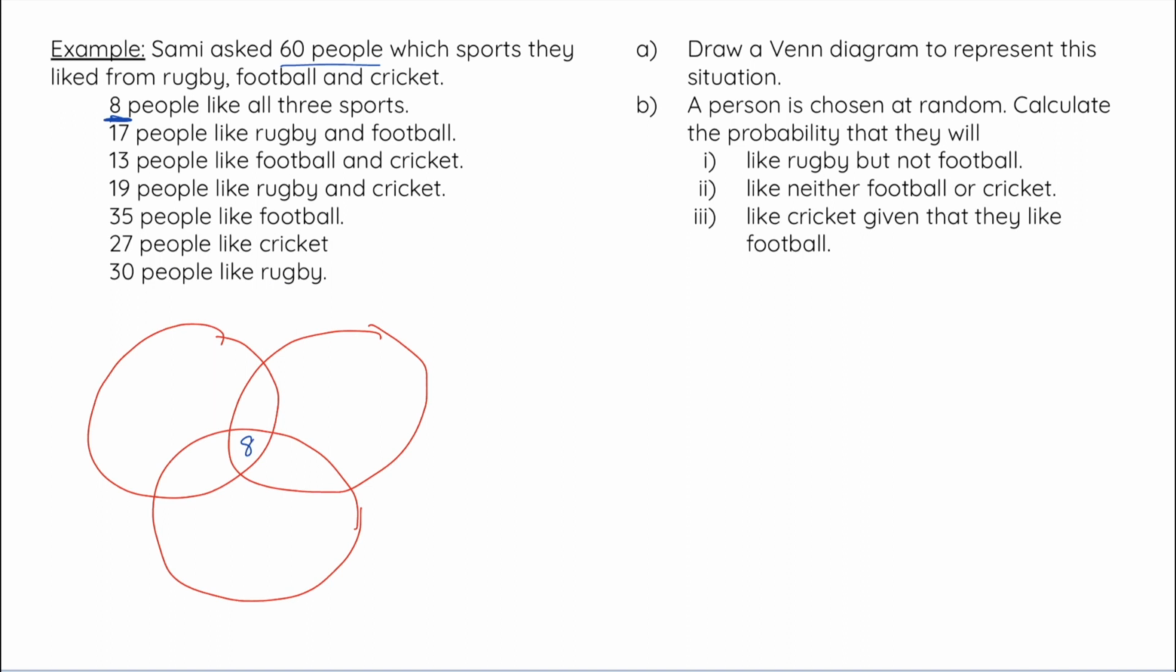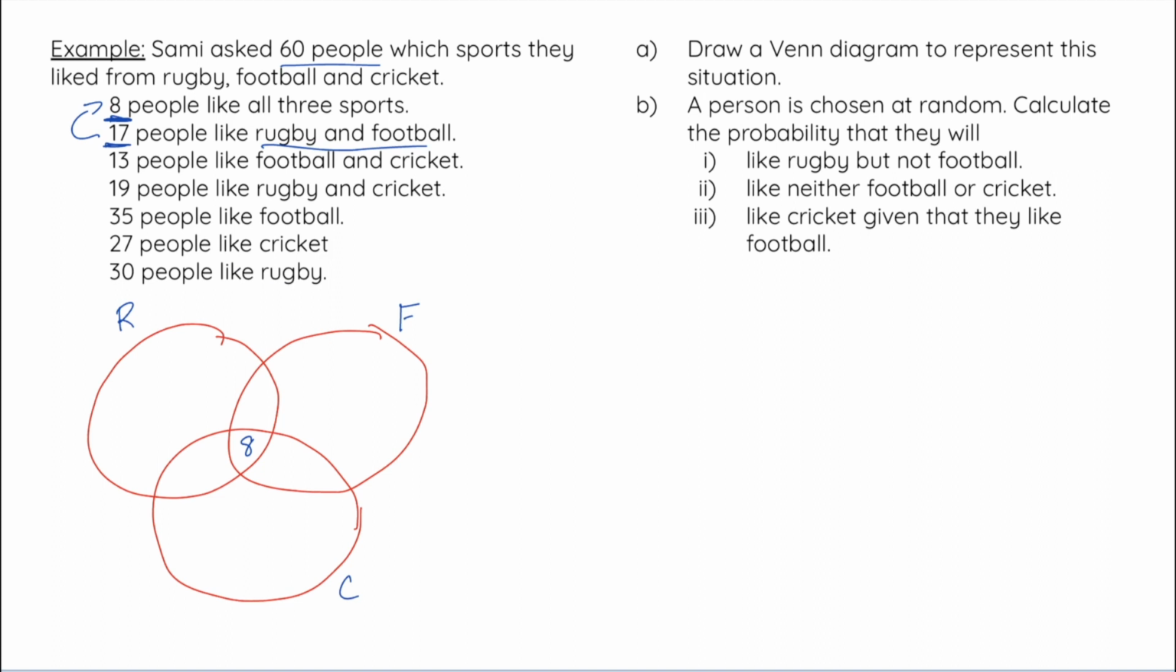Then let's say this is rugby, this is football, and this is cricket, these circles. Then they tell us that there are 17 people that like rugby and football. But within that 17, it would also include these 8 people who like all 3 sports, because they also like rugby and football. The statement here, 17 people like rugby and football, doesn't say they only like rugby and football. It just says they like both. And 8 of those people also like cricket.